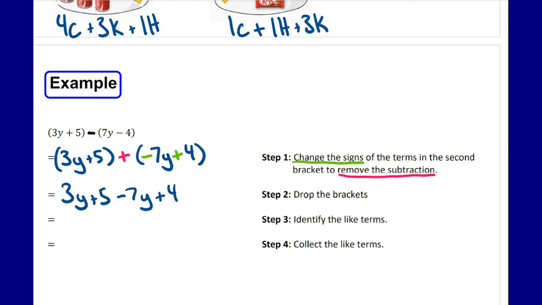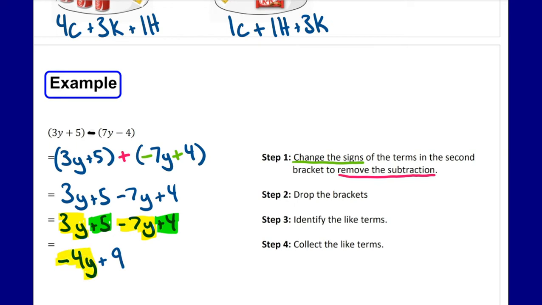Now I collect like terms or identify them, so I'm going to rewrite my terms. I'm going to highlight the like terms. So 3y minus 7y and 5 plus 4. 3y minus 7y is negative 4y. 5 plus 4 is positive 9. So this is the simplified polynomial, or basically when I've subtracted the two polynomials, this is my answer.